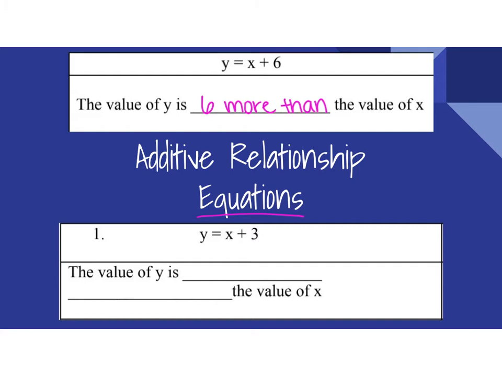Down below, we see the equation y equals x plus 3. Again, we see addition as the operation, so we know this is an additive relationship. We can state this equation by saying the value of y is 3 more than the value of x.